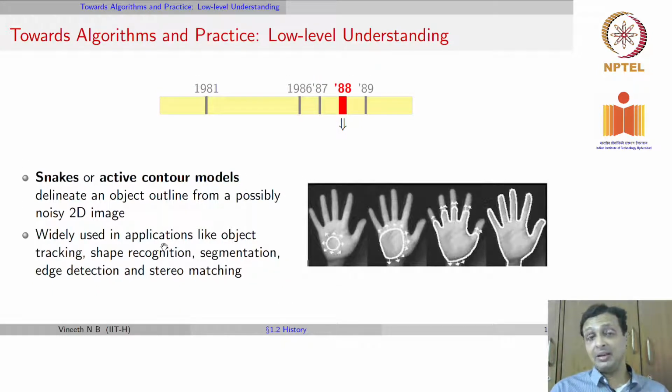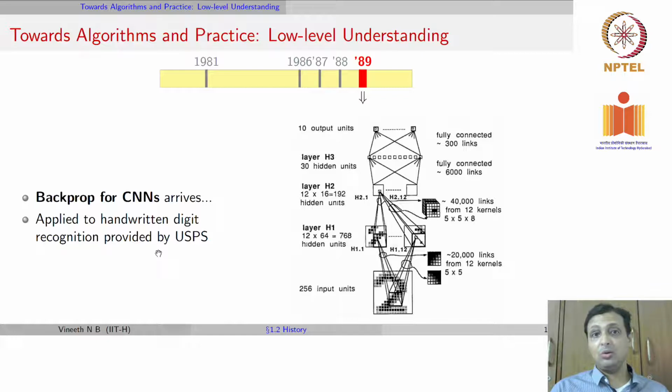In 1988 came what are known as snakes or active contour models, which helped delineate an object outline from a potentially noisy 2D image. It was widely used in applications like tracking, shape recognition, segmentation, edge detection, and so forth. In 1989 was the first version of backpropagation for convolutional neural networks. So it's not necessarily low-level visual understanding, but I think it happened in the 80s, and that's why I'm talking about it here. And it was applied to handwritten digit recognition, as we'll talk about very soon.